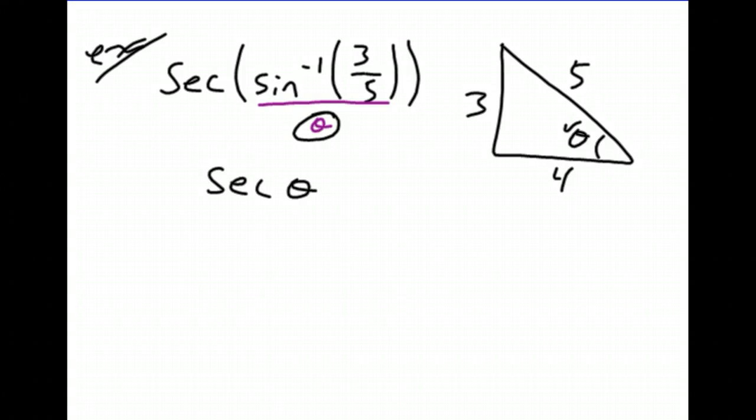Secant is related to cosine. Cosine is adjacent over hypotenuse, so secant is hypotenuse over adjacent. So from your angle, the hypotenuse is 5, the adjacent is 4. So we have hypotenuse over adjacent, 5/4. There we go. That's what it's looking for.